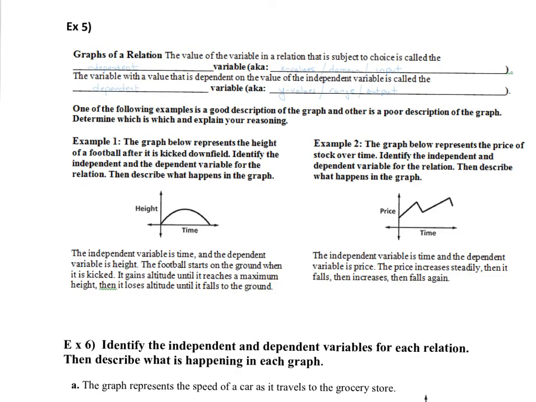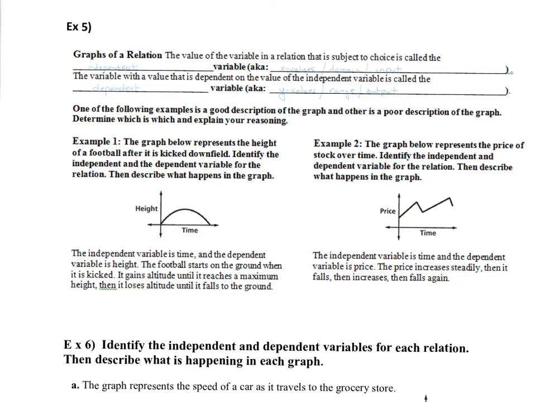Okay, so for example 5 here, graphs of a relation, okay? The value of a variable in a relation that is the subject of choice is called independent, okay? So basically we have two ideas here. We have what's called independent and dependent. Independent is going to be your X label. So in this case, independent on both of these would be time.